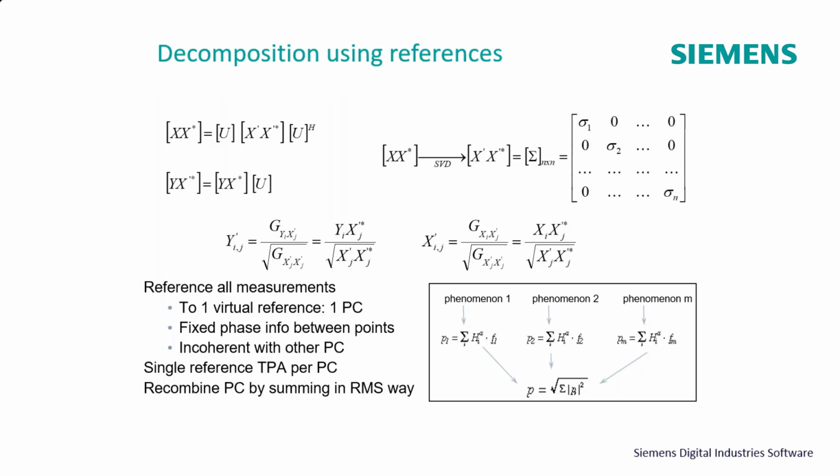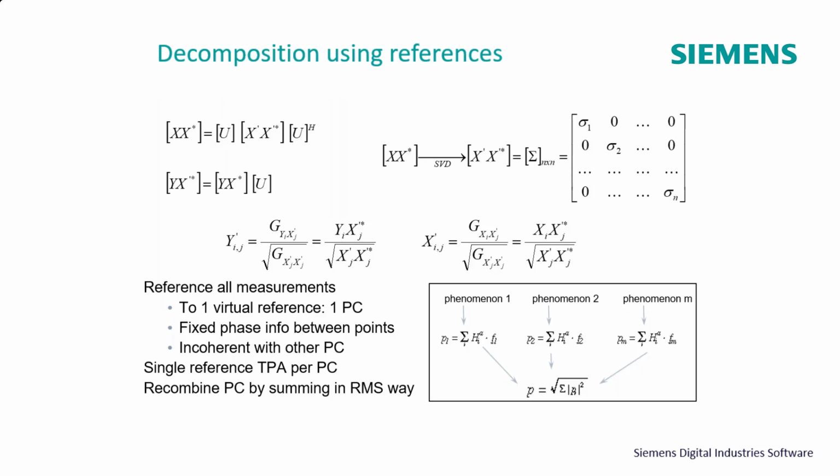So within phenomenon 1, there's a phase relationship between all points. Within phenomenon 2, there's a phase relationship. Within phenomenon 3, there's a phase relationship. But there is no phase relationship between phenomenon 1, phenomenon 2, or phenomenon 3. So there's not a phase relationship between the principal components. So it's very important when we add up the contributions of those different principal components, we have to do it in an RMS manner. So we're going to square those principal component effects before we sum them together, because there's no phase relationship between those principal components.